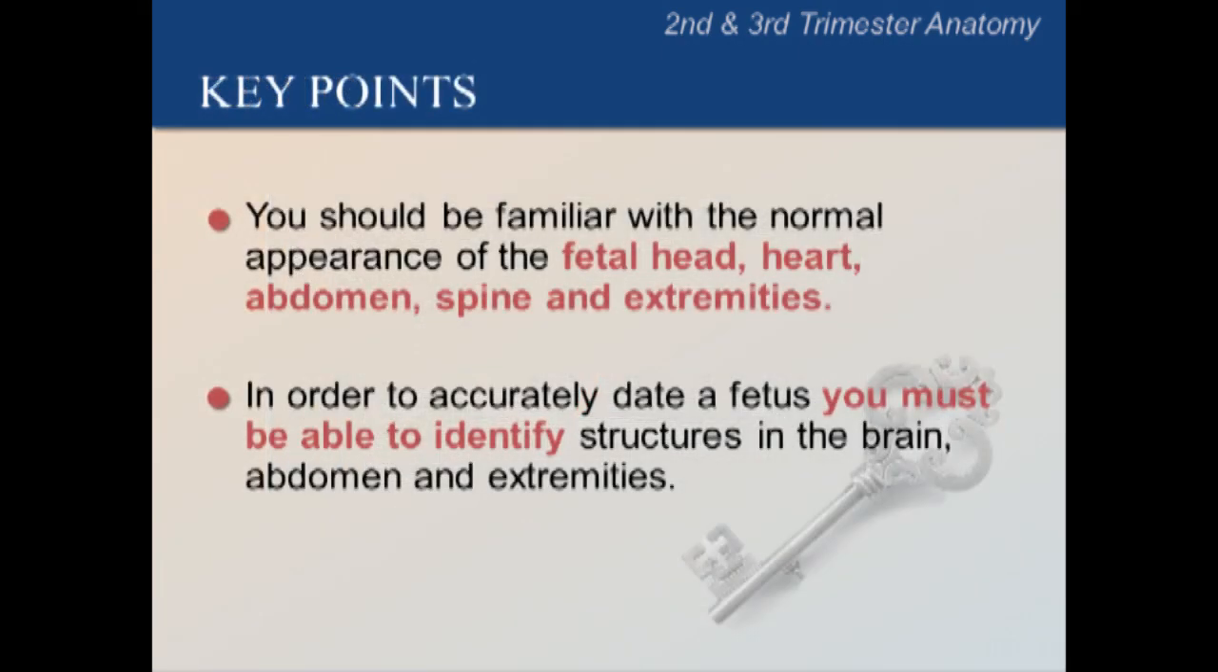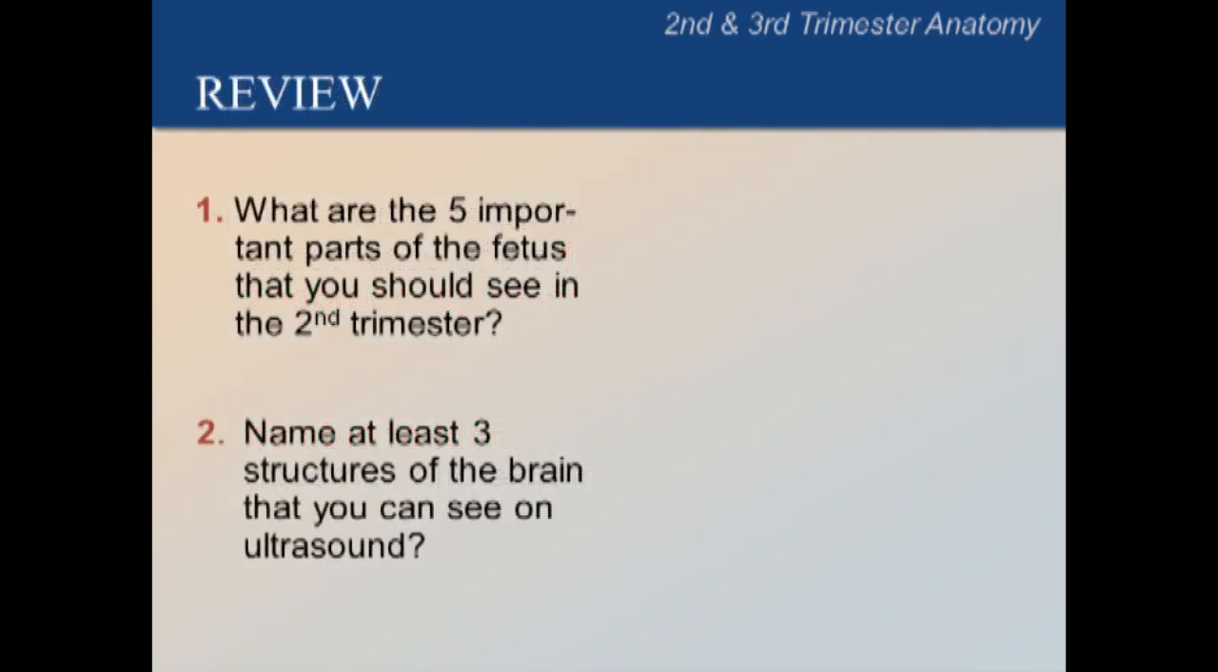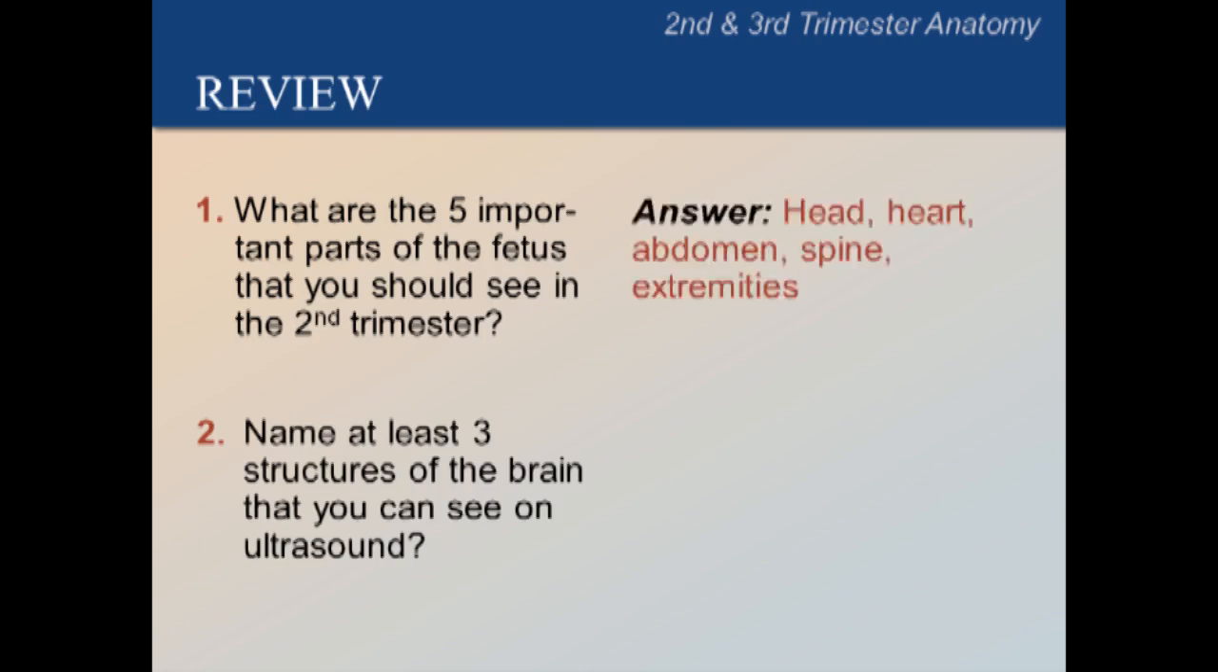Let's review some key points. You should be familiar with the normal appearance of the fetal head, heart, abdomen, spine, and extremities. In order to accurately date a fetus, you must be able to identify structures in the brain, abdomen, and extremities. Questions for review. What are the 5 important parts of the fetus that should be seen in the second trimester? The answer is the head, heart, abdomen, spine, and extremities.